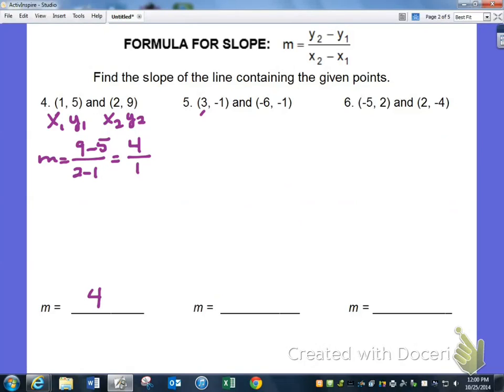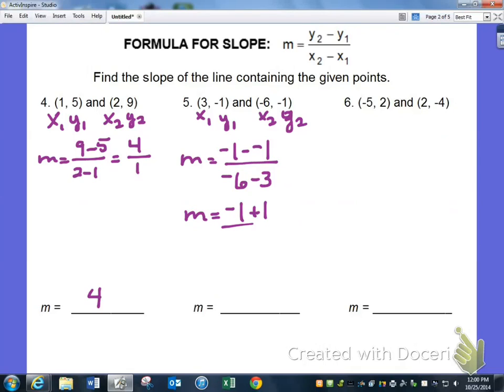Okay, on number 5, if this is your x1 and y1 and your x2 and y2, your slope would be -1 minus -1. You're going to have another double negative over -6 minus 3. So that -1 minus -1 is -1 plus 1 over -6 minus 3. That would be 0 over -9. Well, 0 divided by -9, you can do that one. That one does actually give you a number answer. And if you were to put it in your calculator, you would get that it equals 0. So your slope is 0, meaning this one is a horizontal line.